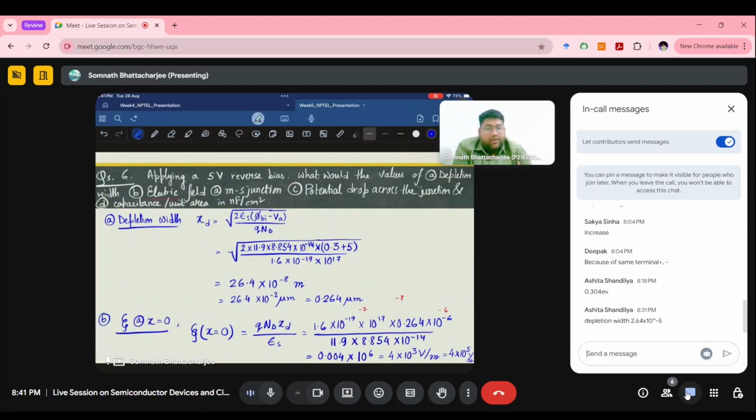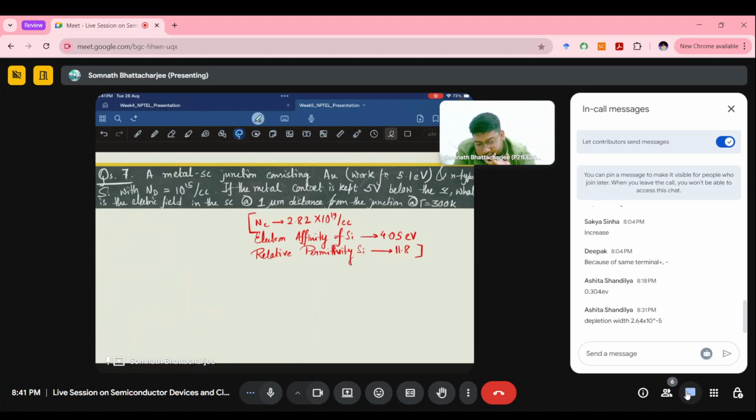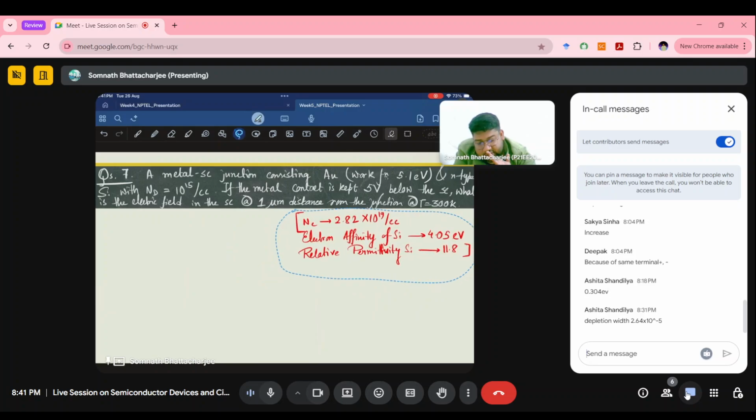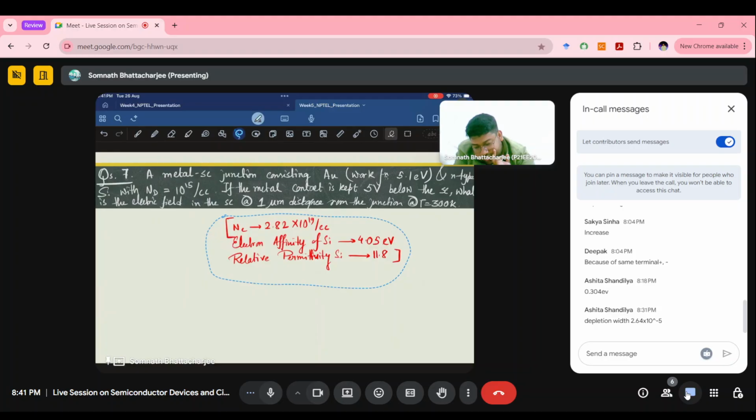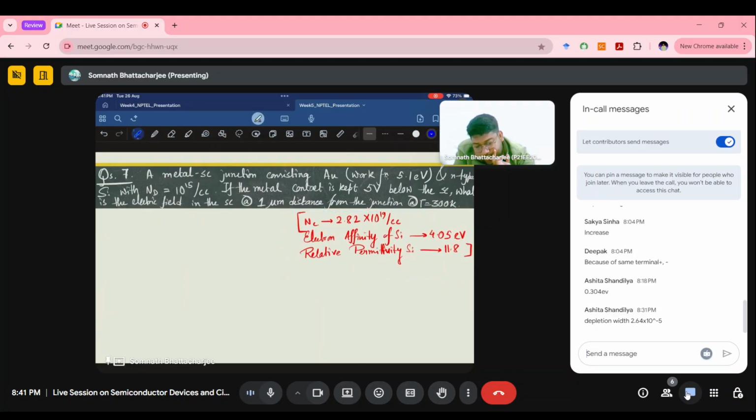This is for 2.64 into 10 to the minus 5. Yes, you have got the same answer, right? So based on this, what would be the value of this? We have already used those previous equations and everything, so just try to solve this.